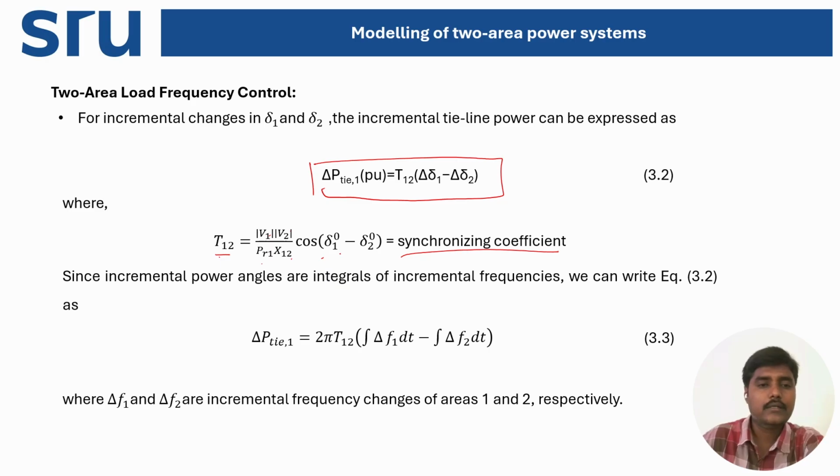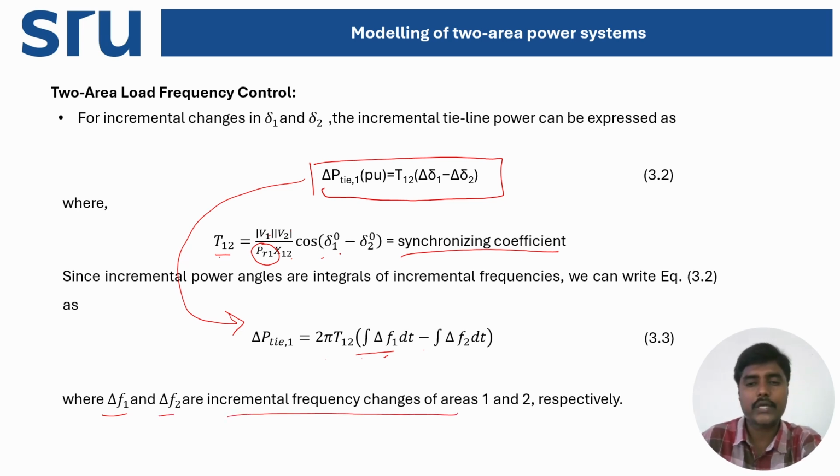Here PR1 is nothing but the rated power capacity of machine 1 available in control area 1. Now this tie line power delta P tie 1 can be expressed in integral form as 2 pi T12 times integral of delta F1 minus integral of delta F2, where delta F1 and delta F2 are the incremental frequency changes of the two areas 1 and 2 respectively.